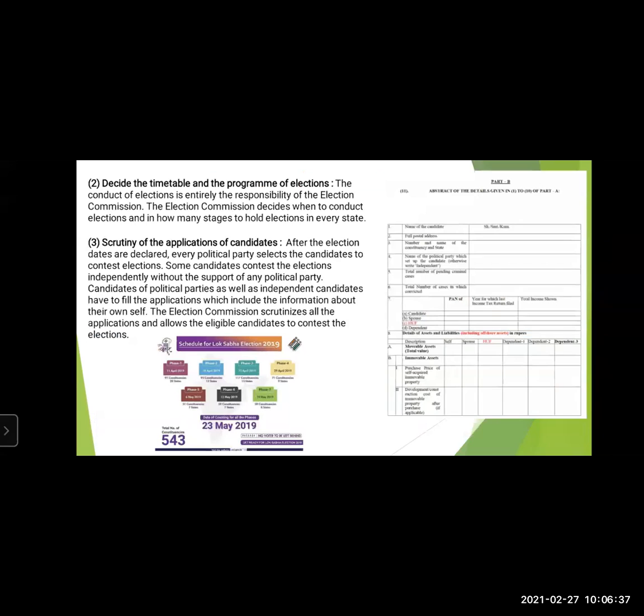Then the next function carried out by the Election Commission is to decide the timetable and the program of election. To conduct the election is, as we know, the entire responsibility of the Election Commission. So the Election Commission decides when to conduct the election and in how many stages to hold the elections in every state.